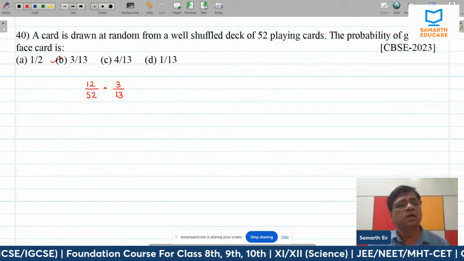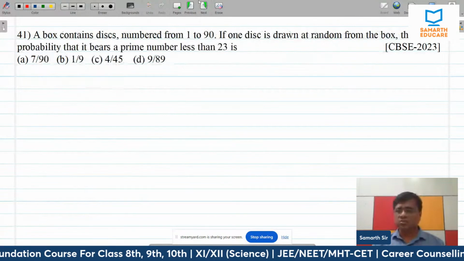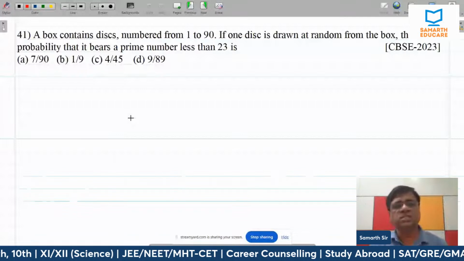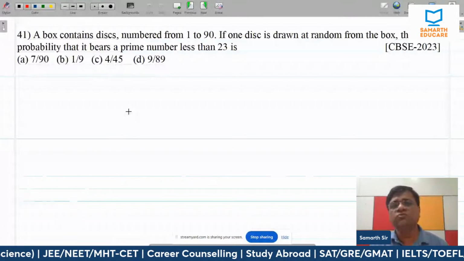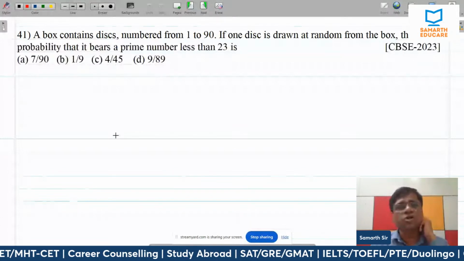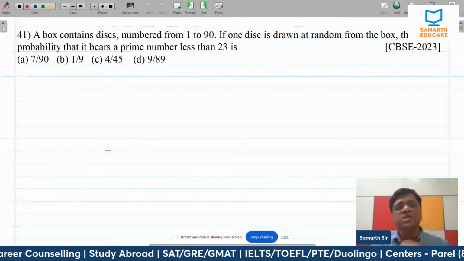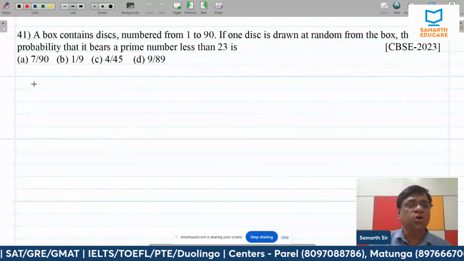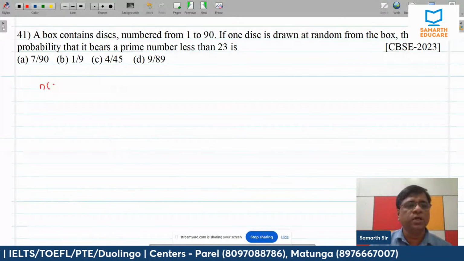Right. 41 is again a problem about disks. A box contains disks numbered from 1 to 90. If one disk is drawn at random from the box, find the probability that it bears a prime number less than 23. Very interesting. n of S is how much? 1 to 90, so there are definitely 90 disks there.